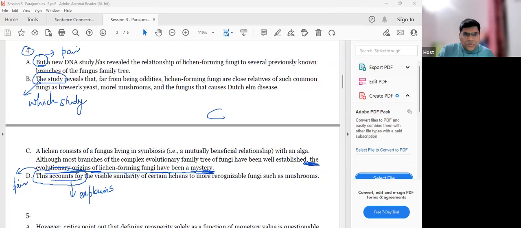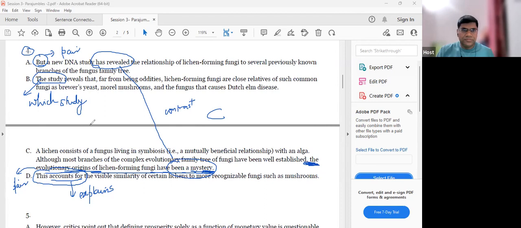But can I say a new study has revealed something? Something is a mystery, something has been revealed. Can I say they are contrasting? Yes or no? Agree, all of you? Something has been a mystery, but a new study reveals something. Do you see the transition happening?